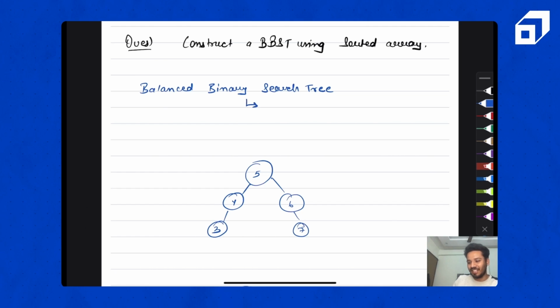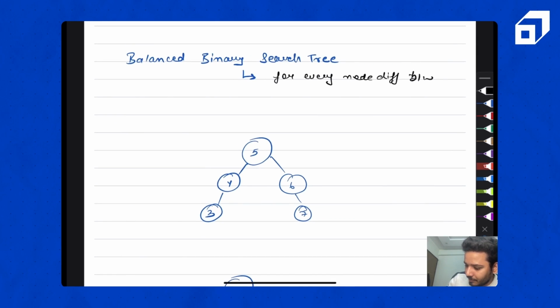First of all, it should be a BST, right? So for every node, all the nodes on the left subtree should be smaller, and all the nodes on the right subtree should be greater. And then what is a balanced BST? Apart from being a BST, for every node, the difference between left subtree height and right subtree height should be less than or equal to 1, or maybe we can talk about the mod of it. Mod of left subtree height comma right subtree height should be less than or equal to 1.